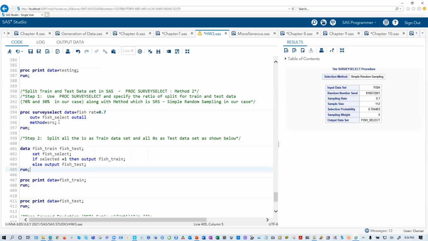Selected equals the selected flag from the survey select data fish. This one is output to fish_select, and if selected equals 1, it goes to this one; if not, it goes to the other one.